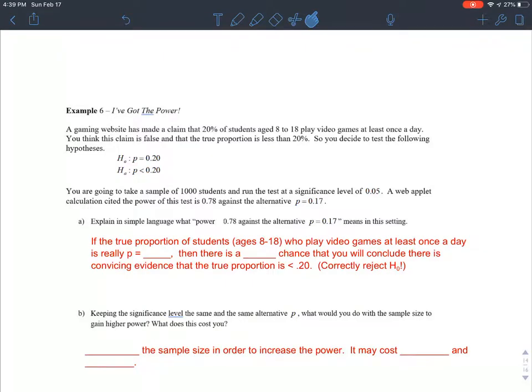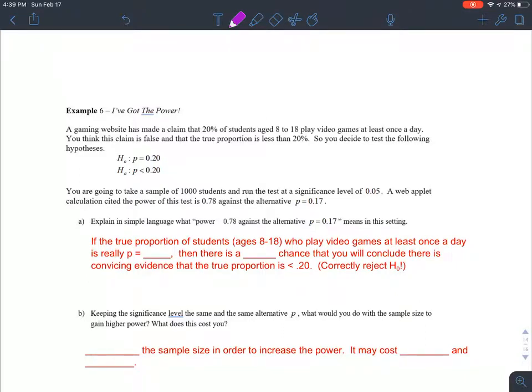Okay, the very last example in the notes here is us just kind of talking through an example that's asking you basically how could you increase the power of this particular test. So it says we have a gaming website. They have made a claim that 20% of the students between the ages of 8 and 18 play video games at least one time a day. You think that this claim is false and that the true proportion is actually less than 20%.